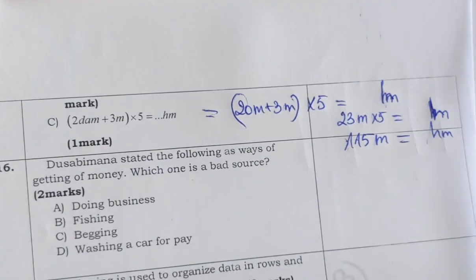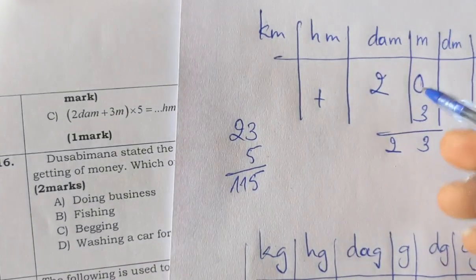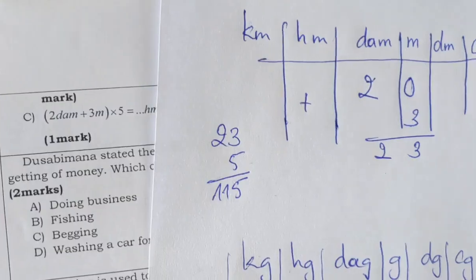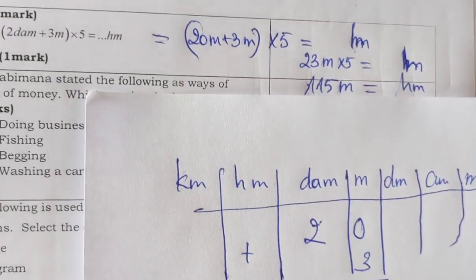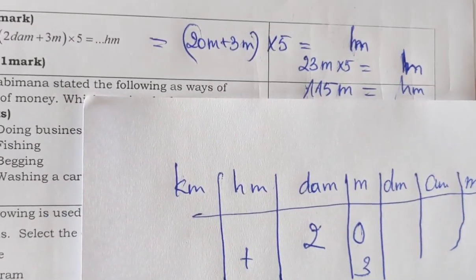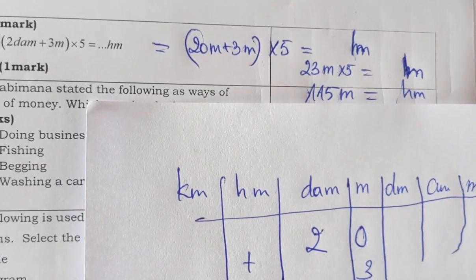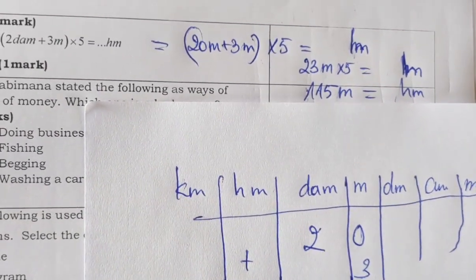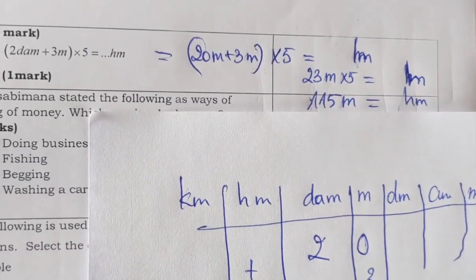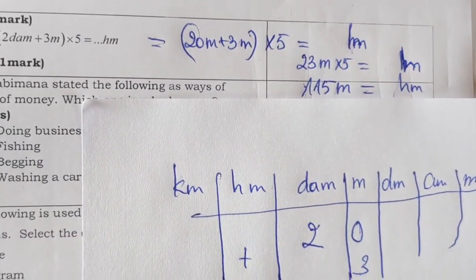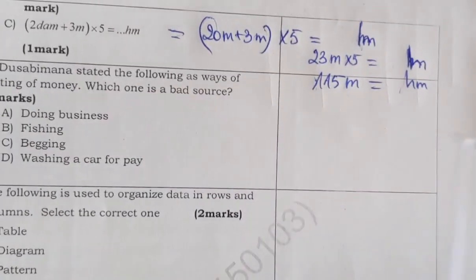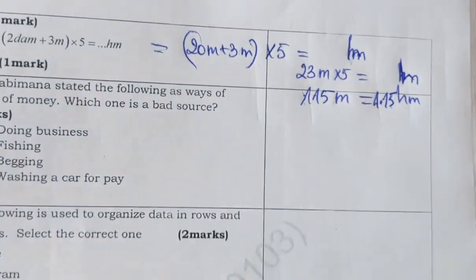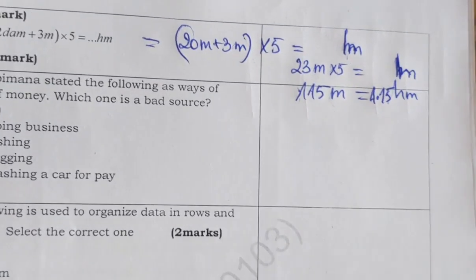And then once I convert those, I have 115 meters. To mean I am going to have 115 meters to be converted into hectometers. Then here 5, 1, then here 1, and then I'm going to convert into hectometers. We become 1.15. Then the correct answer here is 1.15 hectometers.